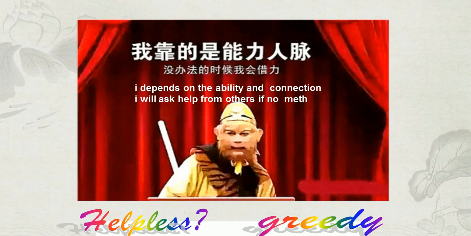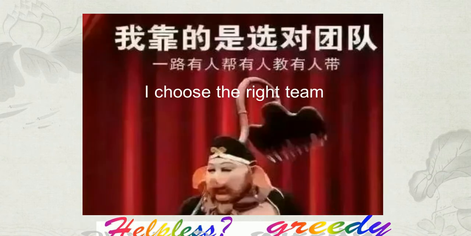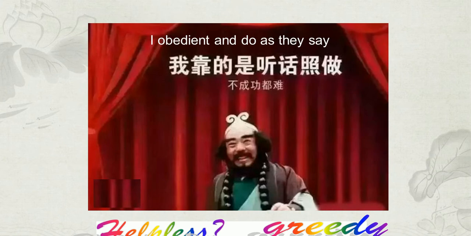Or it depends on the ability and the connection. I will ask for help from others if I have no math. The next one, I choose the right team. This one, I am obedient and do as they say. Okay, so what's the meaning? You will feel happiness or greed.